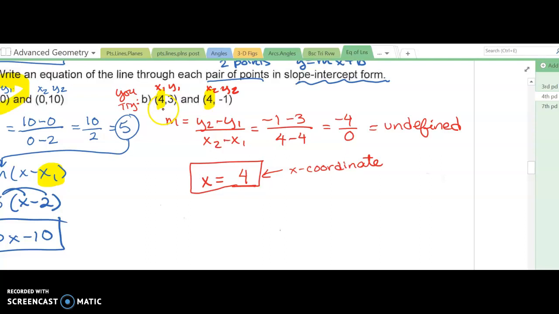And our indicator, maybe you noticed and didn't even have to do all this slope business, your indicator that we were going to have one of these kinds of equations is our x coordinates were the same number. If our y coordinates had been the same number, that would have been our indication that our equation of our line would have been y equals a number. Okay.